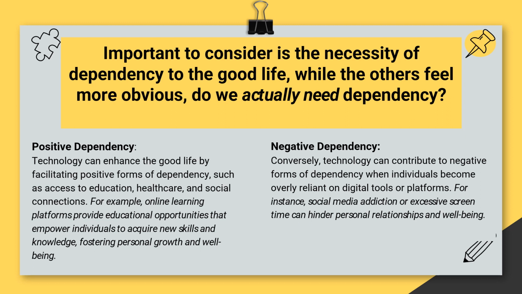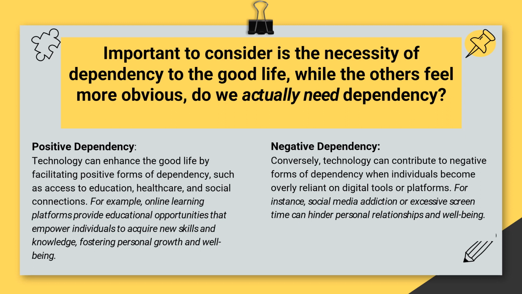As much as positive dependency, technology can enhance the good life by facilitating positive forms of dependency, such as access to education, so dependency on educators to teach you, healthcare, doctors, nurses, these people who you depend on for those valuable means of keeping you alive, as well as social connections. So, for example, online learning platforms provide educational opportunities that empower individuals to acquire new skills, knowledge, fostering personal growth and well-being. Think about the fact that we had Teams when we went into lockdown. We use this technology to facilitate your education because there was some need, and that access to it created and benefited your situation.